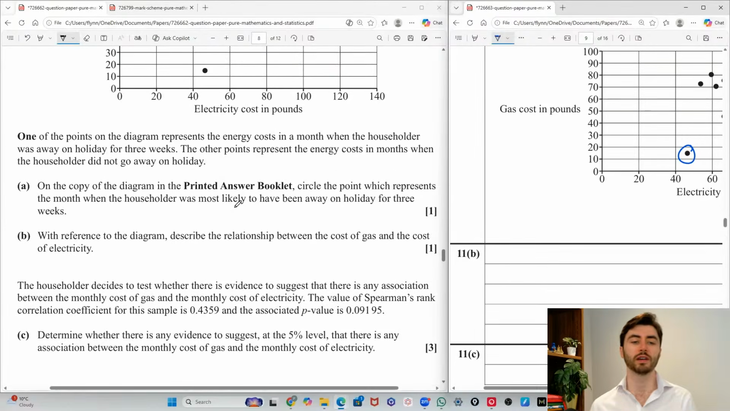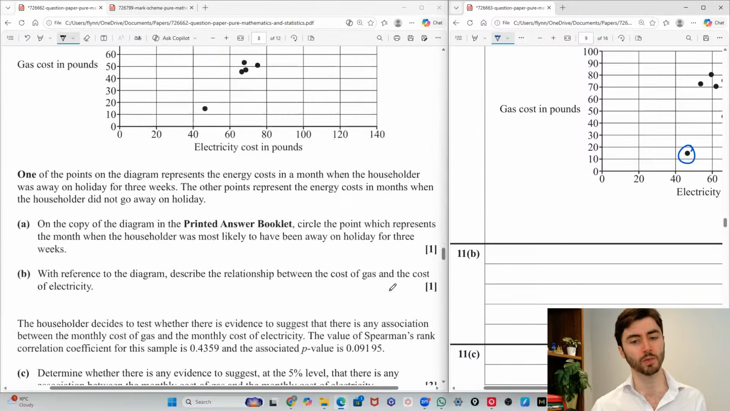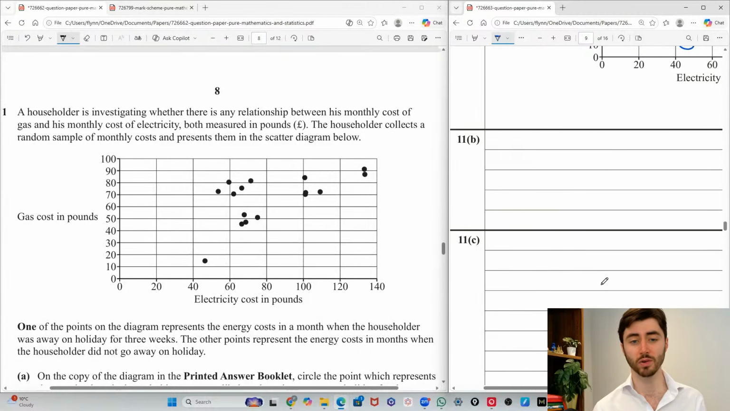With reference to the diagram, describe the relationship between the cost of gas and the cost of electricity. It's a 1 mark, so I would say positive correlation, but I'll also qualify that as weak positive.